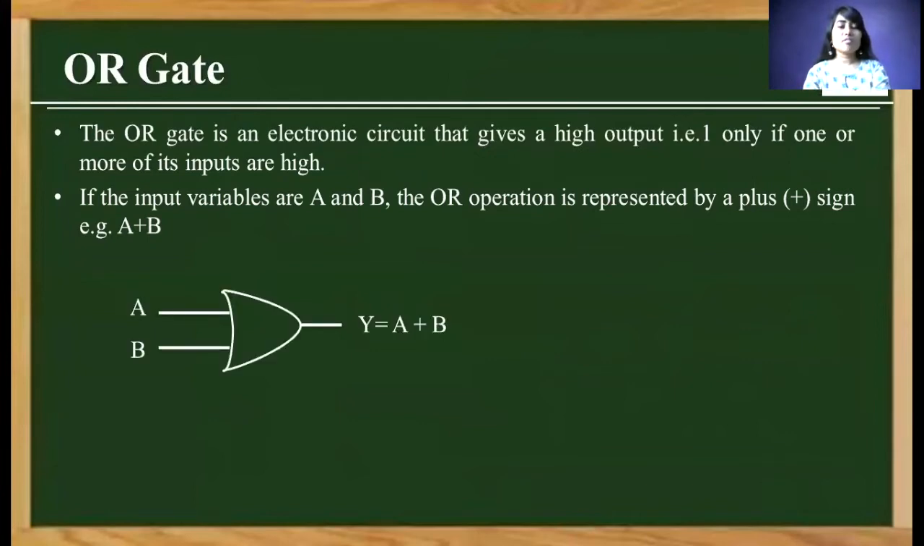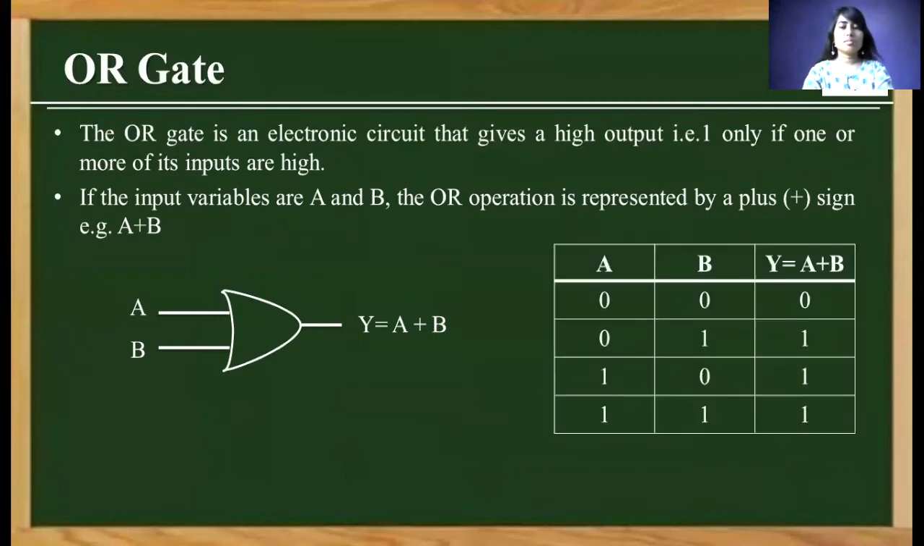Here is the graphical representation of OR gate. We have two inputs A and B, and we have output A or B. Characteristic of OR gate: whenever only one or both inputs are 1, we have a 1 output, otherwise we have a 0 output. That means 0 or 0 is 0, 0 or 1 is 1, 1 or 0 is 1, 1 or 1 is 1. Remember here 1 or 1 is equal to 1.